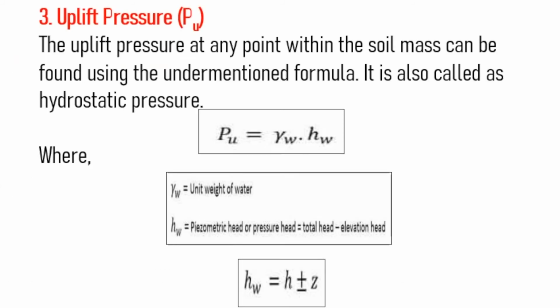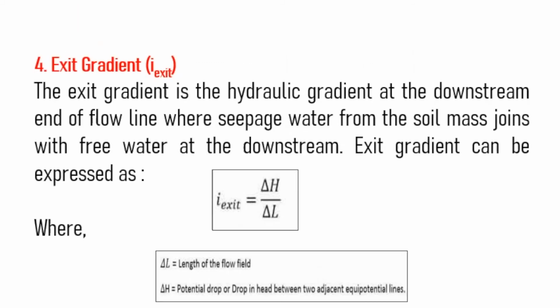Coming to the uplift pressure, which is denoted by the letter Pu. The uplift pressure at any point within the soil mass can be found using the formula γw into hw. What is γw? We already know it is the unit weight of water. What is hw? It is the piezometric head or the pressure head. So how do you calculate the pressure head? It is nothing but total head minus elevation head, so it is plus or minus z depending upon the boundary conditions.